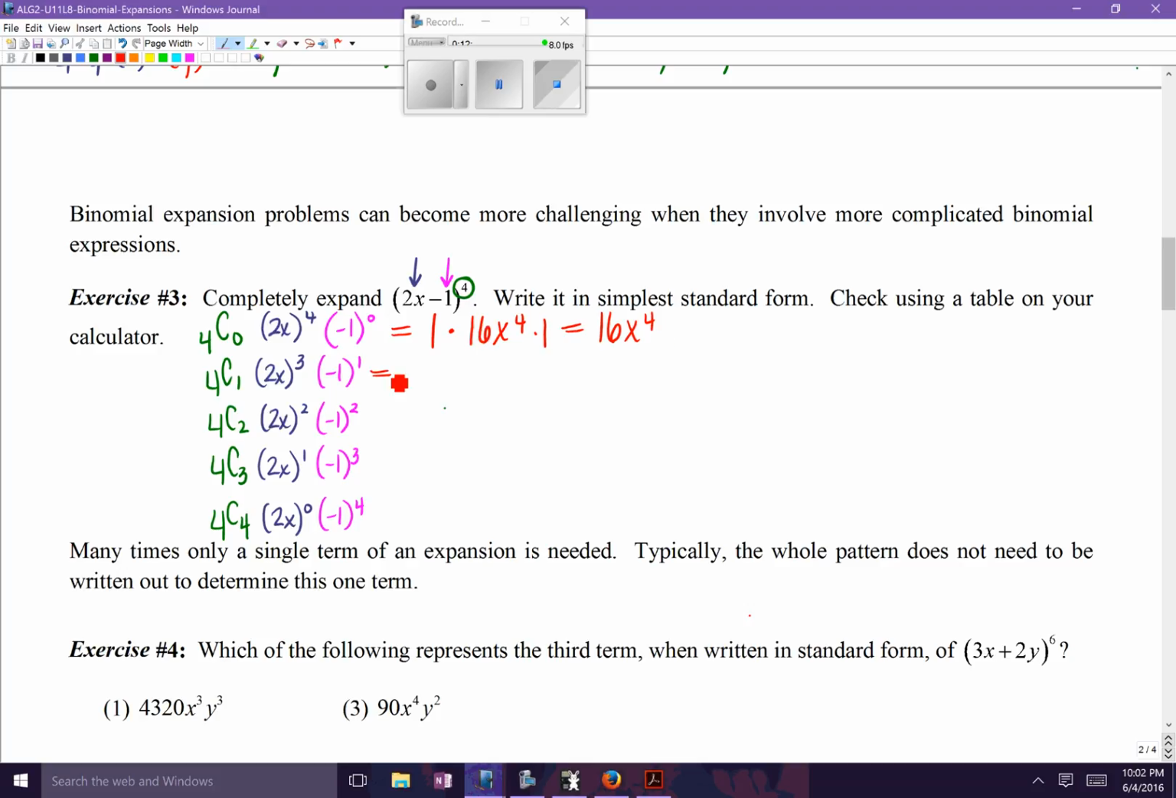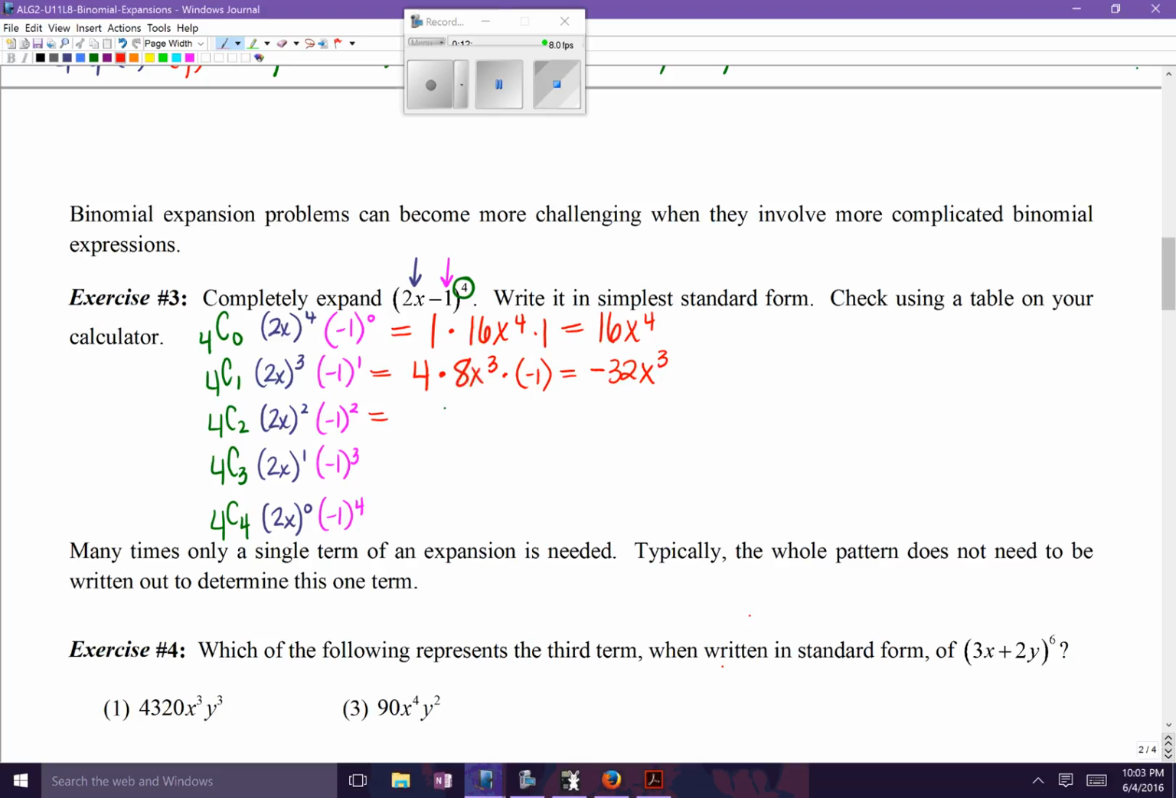The next one, 4 choose 1, has a value of 4. The quantity of 2x raised to the third power, well, that would be 2 raised to the third power, which is 8. x to the third power, and the value -1 raised to the first power is still going to be -1. So this term is going to be -32x to the third.